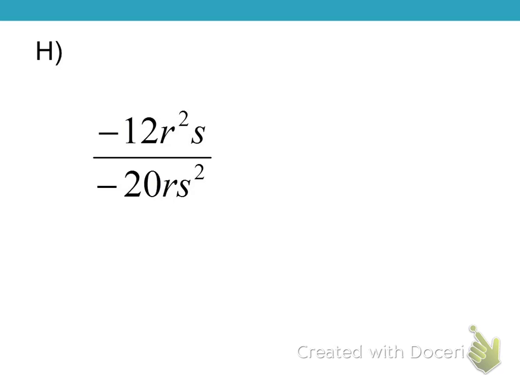All right, here's H. So I have a negative over a negative. So what's going to happen up front? Positive, good. What's 12 over 20? 4 goes into both of them. So it's 3/5, good. R squared over R is R in the top. S over S squared is S on the bottom. Good.